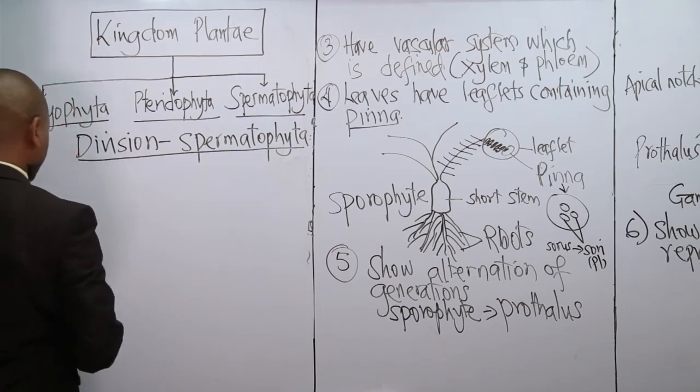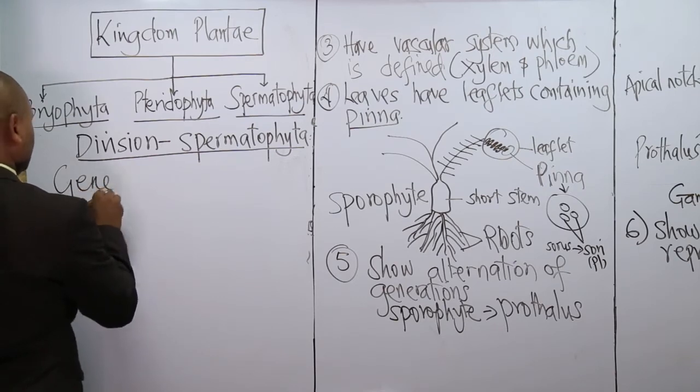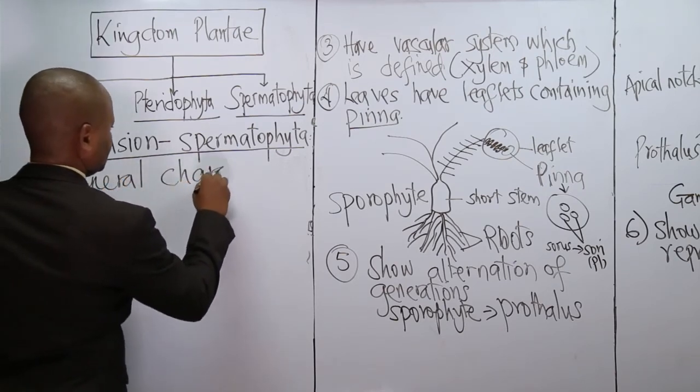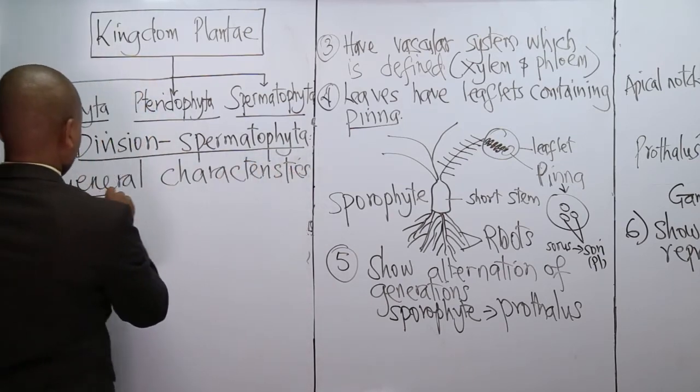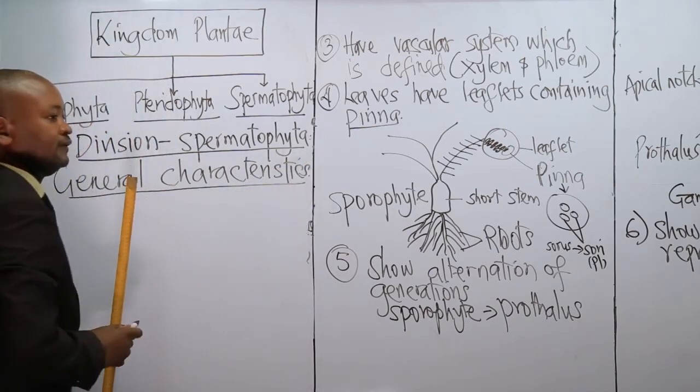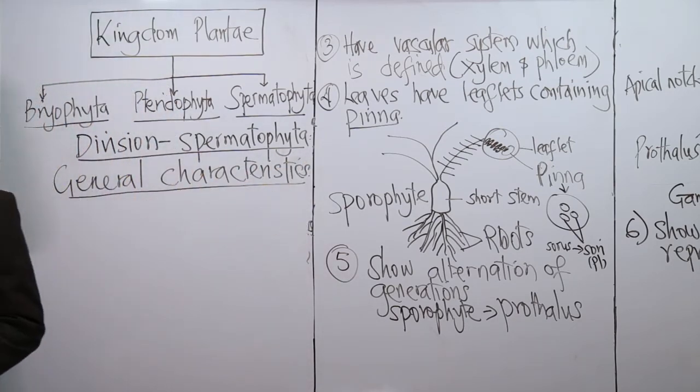Here we are talking about the general characteristics. There are not very many, and we are going to look at them one by one. This division, first of all, comprises seed-bearing plants. That one we already know. These plants bear seeds, so they have structures that do that. We shall look at them in detail by looking at the subdivisions, as they are even classified into subdivisions.